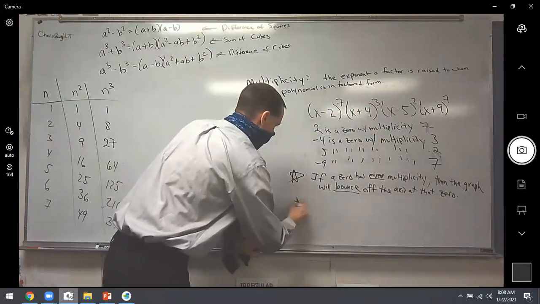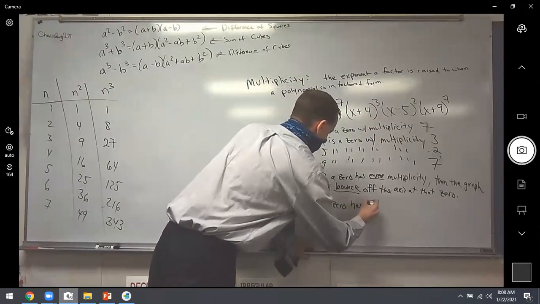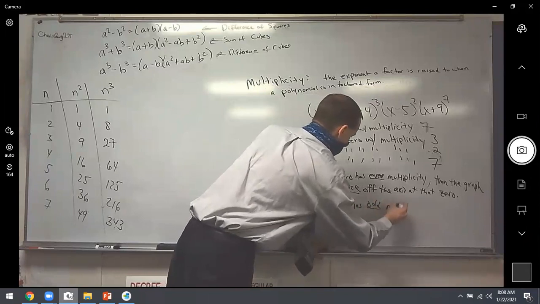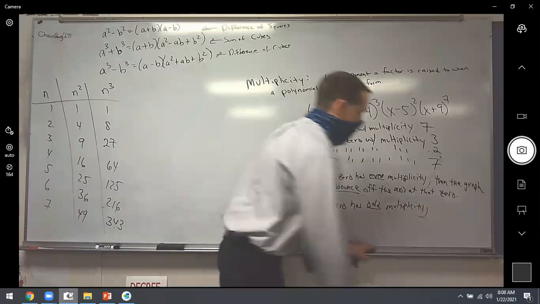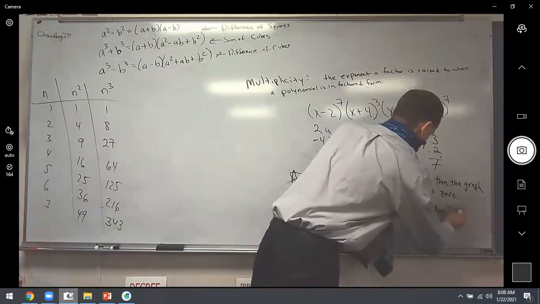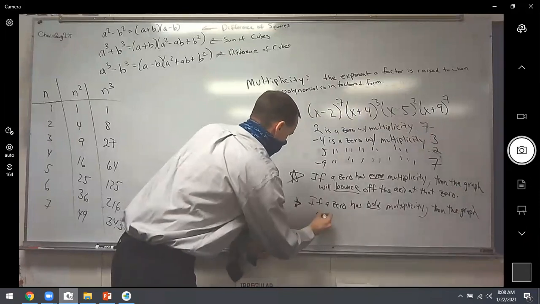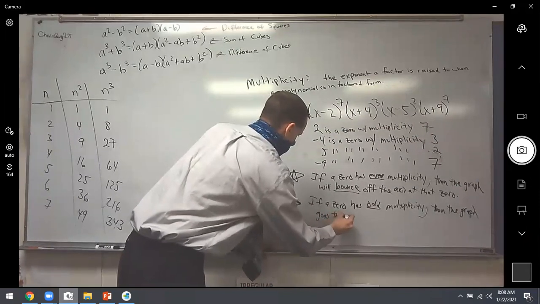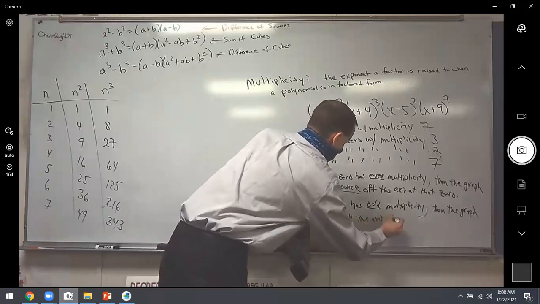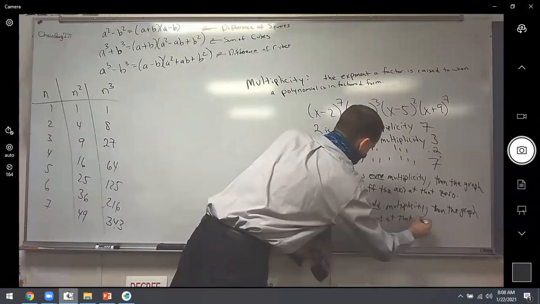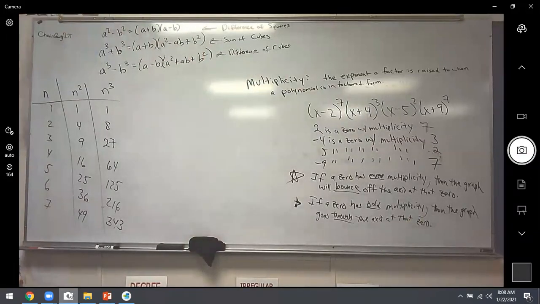On the other hand, if a 0 has odd multiplicity, then the graph goes through the axis at that 0. It's a lot of wordy stuff, but when you see a few examples, it ain't going to be that bad.